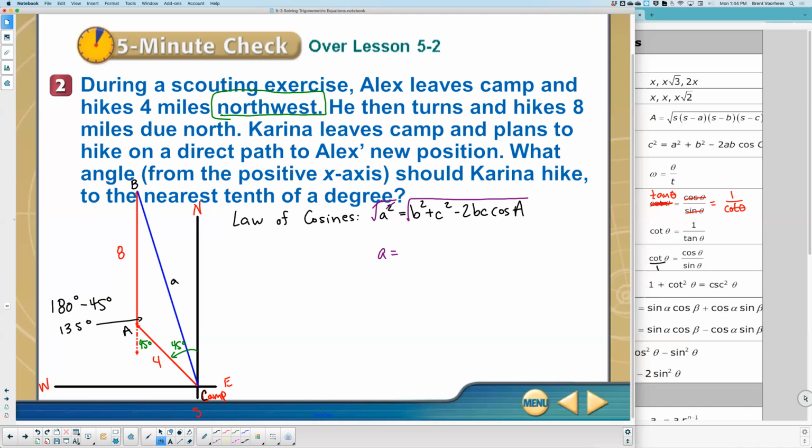So A will equal the square root of, now what's going to be lowercase b? If this is capital B, what is lowercase b? 4. So we'll say that's 4 squared plus, if this is capital C here, what side length is lowercase c? 8. Minus 2 times that 4 times 8 times the cosine of 135 degrees. Type that in the calculator and see what we come up with.